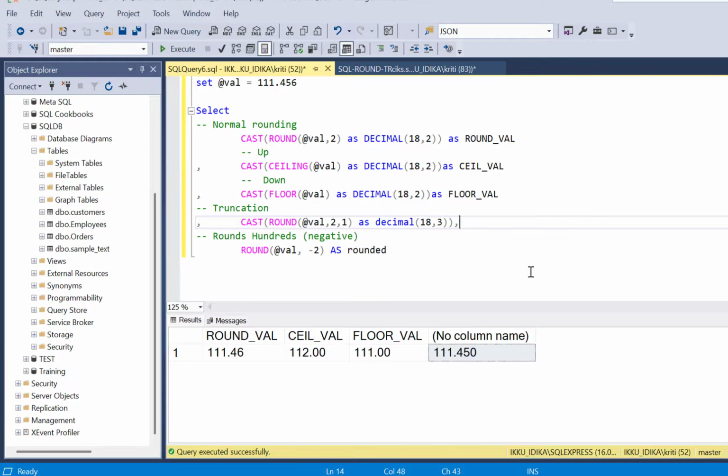Another trick that many of you might not be aware of with the round function is that it can also take a negative argument, in which case it is going to round the number to the nearest hundreds or thousands. So an argument of -2 means it's going to round to the nearest hundreds, in which case our input of 111.456 results in the output of 100.